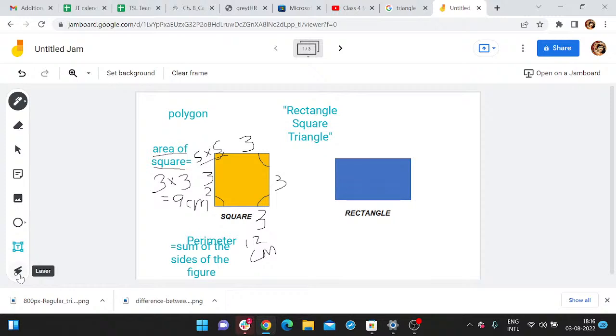Now let's come on to the second figure, which is known as a rectangle. So let's first discuss, what have you seen in your life in rectangular shape? Think of some objects.